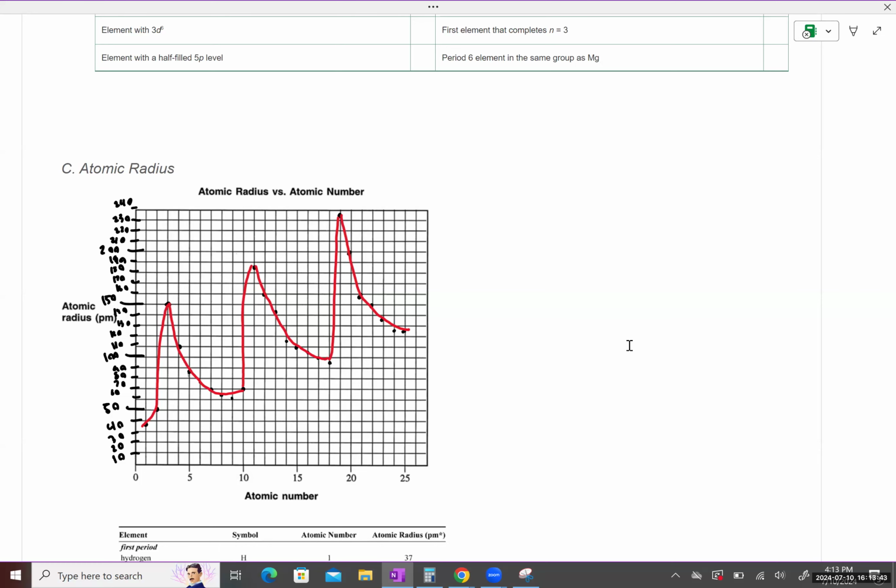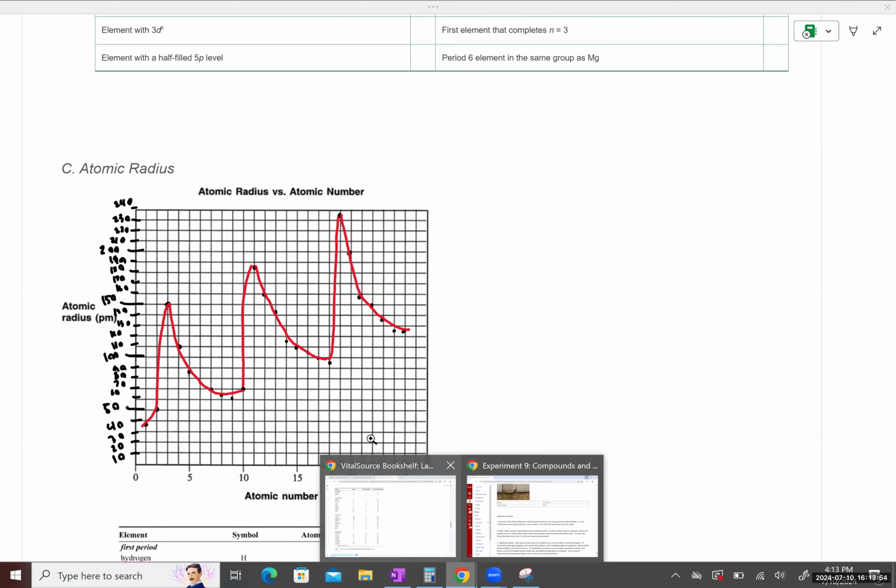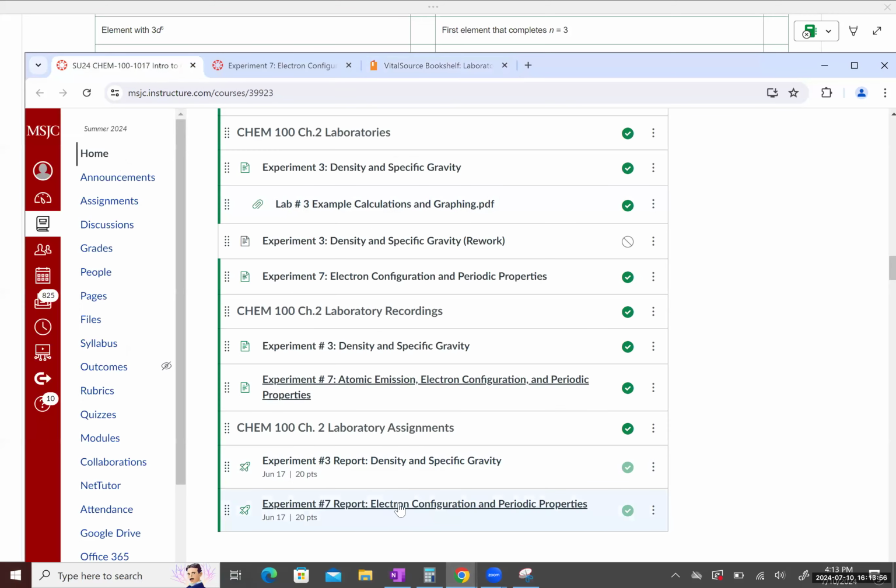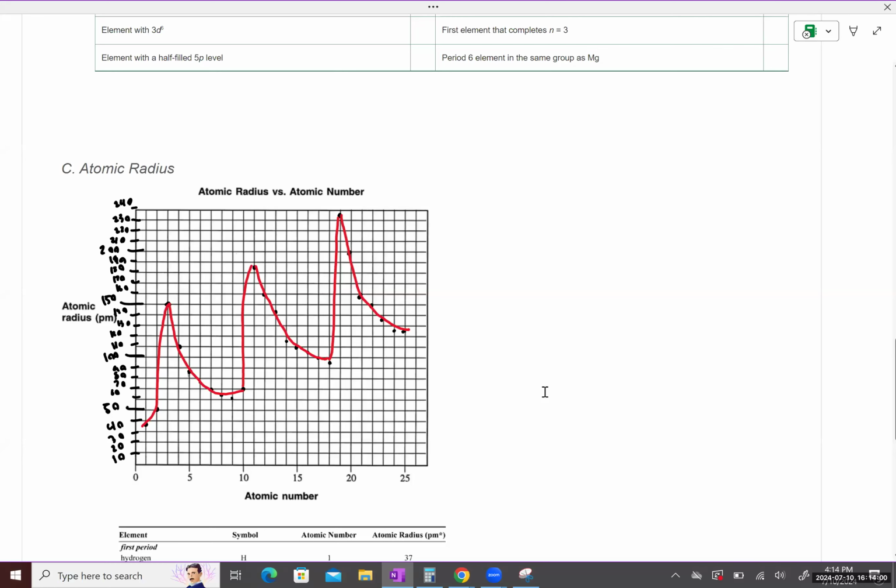So with that, we have completed experiment 7, electron configurations and periodic properties. Again, remember to turn in all of your completed report sheets to the lab submission page on Canvas. As always, these example report sheets, as well as this lab run-through recording, will be available on Canvas for your reference.